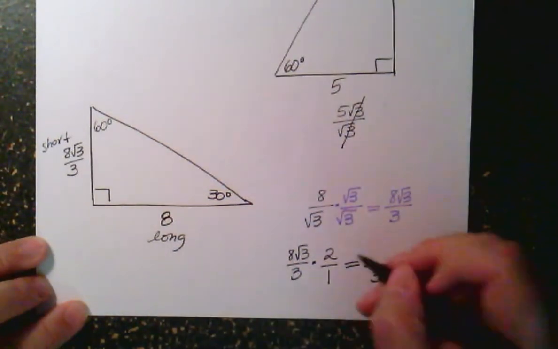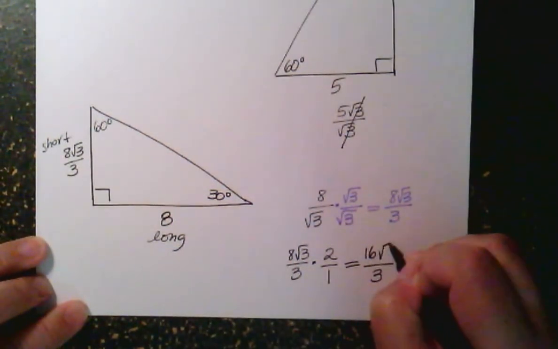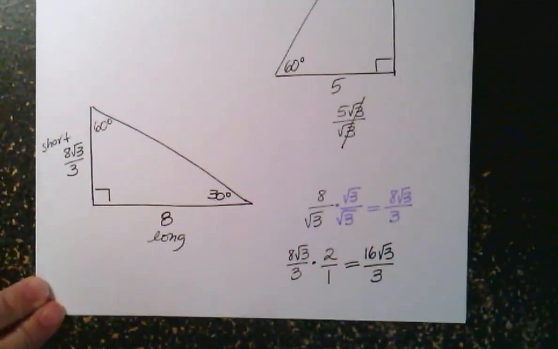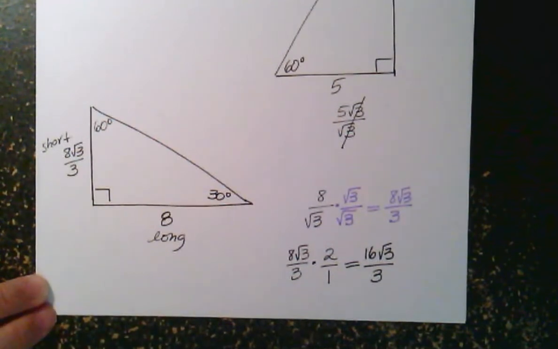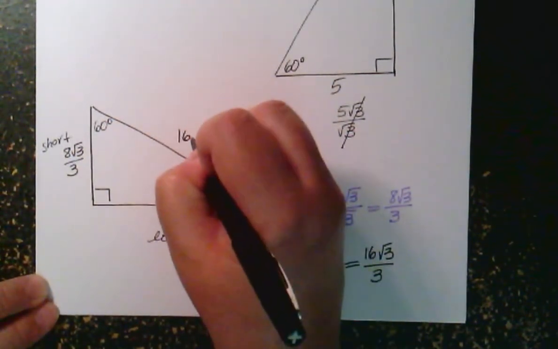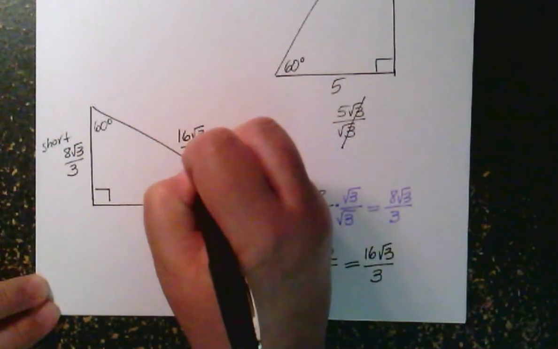So really, the only thing that gets affected at all when I multiply this by 2 is that 8 out front. So this is what I get for my hypotenuse.